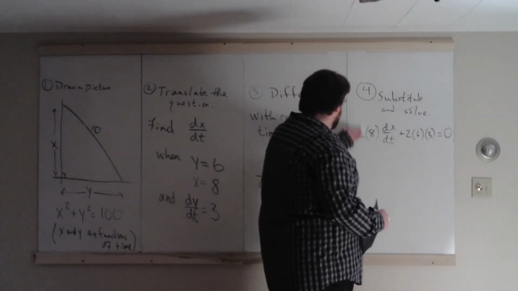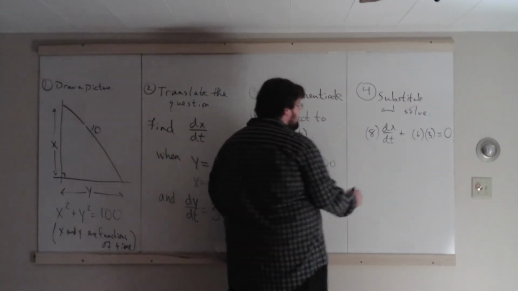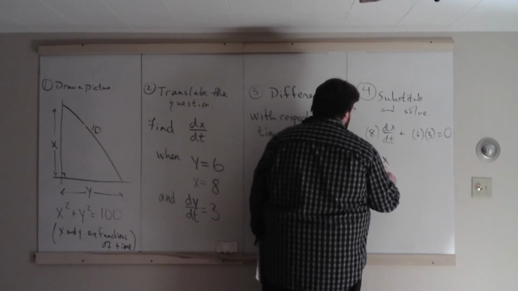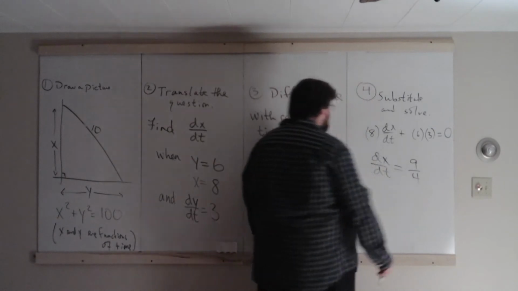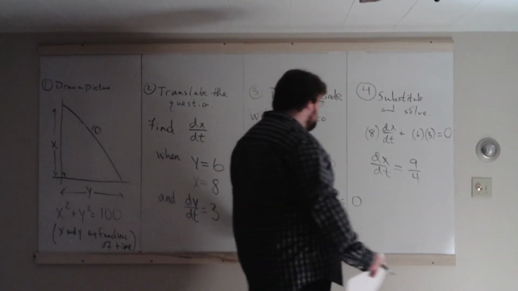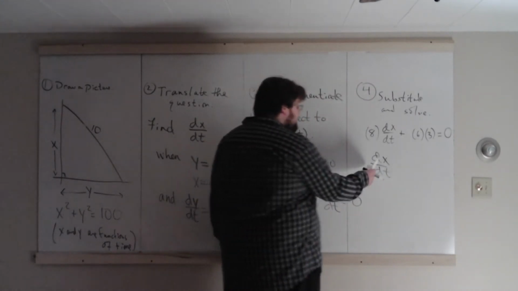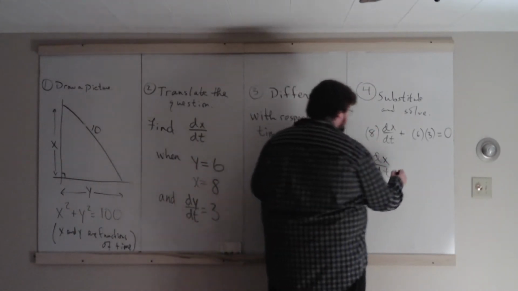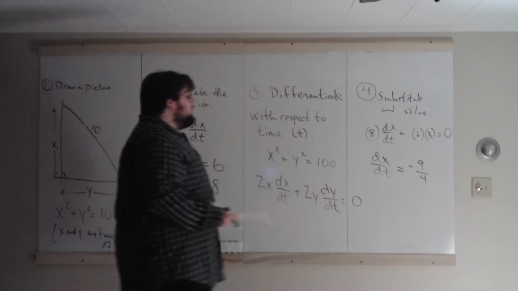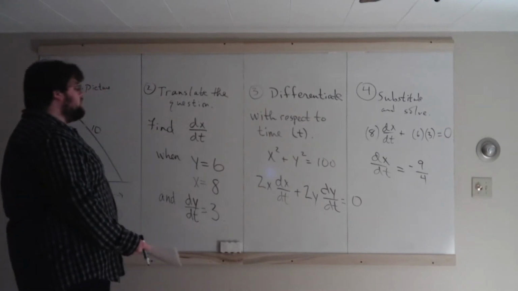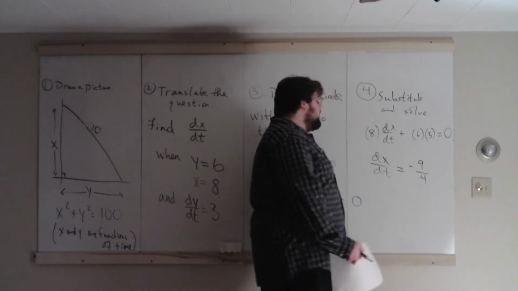I'm just going to get rid of the 2 from everything so I don't have to look at that. Divide everything by 2. 6 times 3 is 18. 8 dx dt equals 18. Wow, that's a bad mistake. 8 dx dt equals negative 18. Negative 18 divided by 8 is negative 9/4.